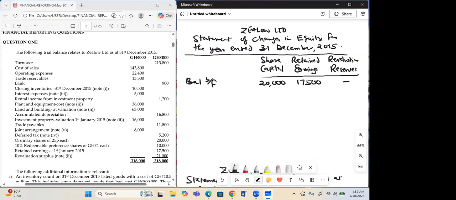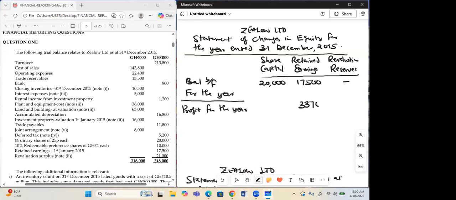At the beginning, there was nothing. The 21,000 is for the year. Do you remember? The 21,000 is the revaluation for the year, which we captured in OCI. Is that clear? So you will say for the year end. For the year, we got a profit for the year of 33,700. It will affect which account? Profit for the year will be recognized in retained earnings. Is that clear? So 33,700.